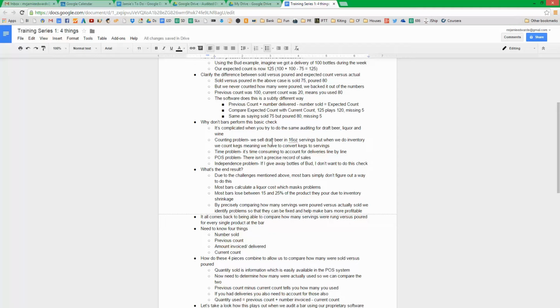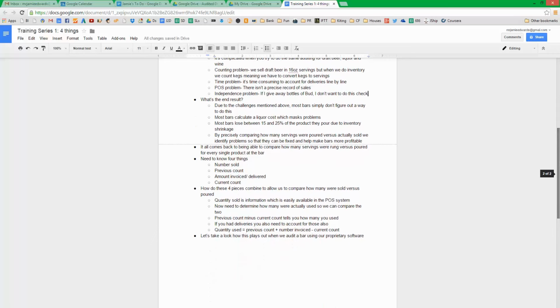So for all those reasons, in general, we did our basic little thought experiment of how this would work with Bud bottles, but in general, bars are not doing this because of those 4 problems: the counting problem, the time problem, a point of sale issue, and the independence problem. How does that all shake out in the results? What's the end result? Well, due to the challenges mentioned above, most bars simply don't figure out a way to do this. They don't realize it's something that's as valuable as it is, or they realize it is and don't get around to it. But one way or another, most bars are not doing this.